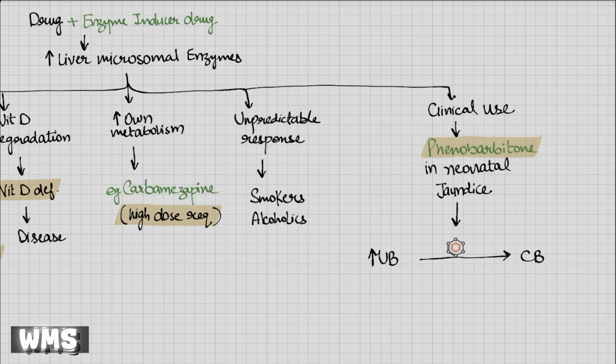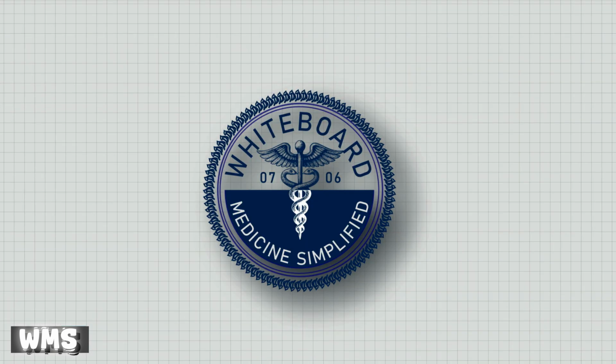When we give phenobarbital, it induces these liver enzymes, making them work faster. As a result, bilirubin is conjugated more efficiently, cleared from the body more quickly, and the jaundice improves.